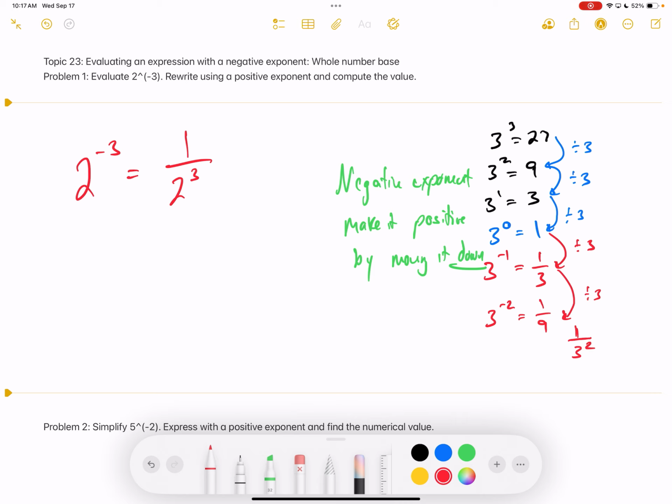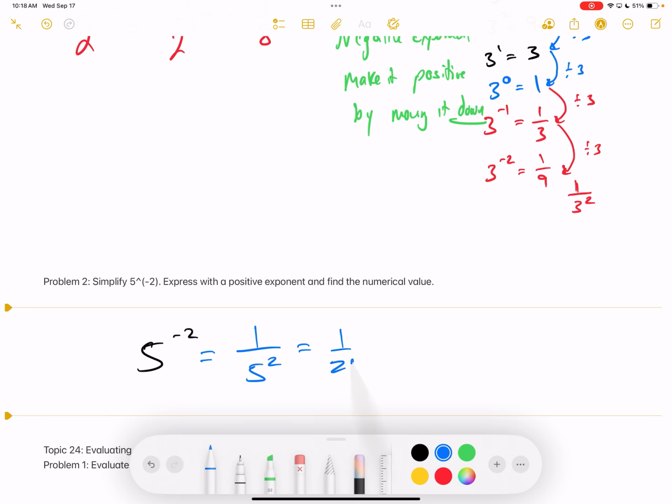So we do not like negative exponents. We have to make it positive. So we drop it underneath 1. We move it across the fraction bar to make it positive. And then we can say 2 cubed, 2 times 2 times 2 is 8. Okay. So anytime you see a negative exponent, you make it positive. So 5 to the negative 2, we're going to make it positive by dropping it underneath 1. And this would be 1 over 25.